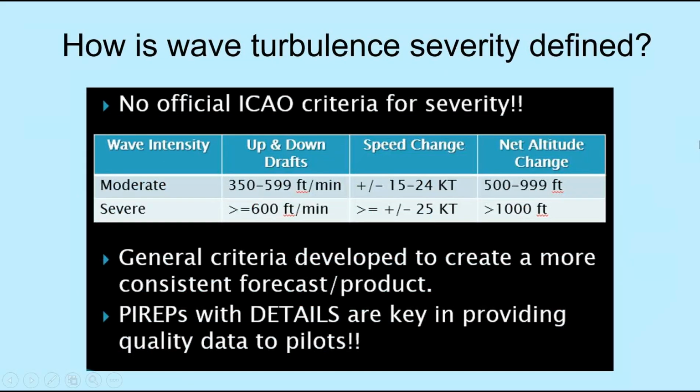This is taken from one of Sarah's presentations. Thank you very much for that. I was pretty interested and fascinated by the fact that there is no ICAO criteria defined for severity. So these are some numbers they came up with within the Weather Service aviation folks to define what really constitutes moderate or severe turbulence. This gives us a little bit of a measuring stick that is good for pilots to know, especially if you're going to submit a pilot report and you can tell them what kind of speed and altitude changes you experienced in the course of your encounter with turbulence.